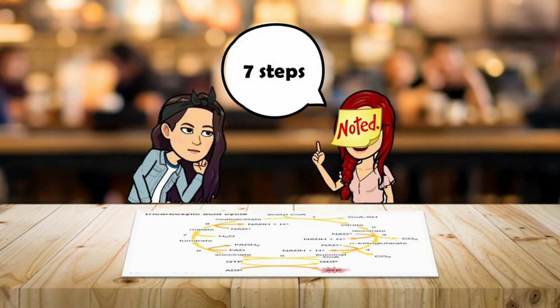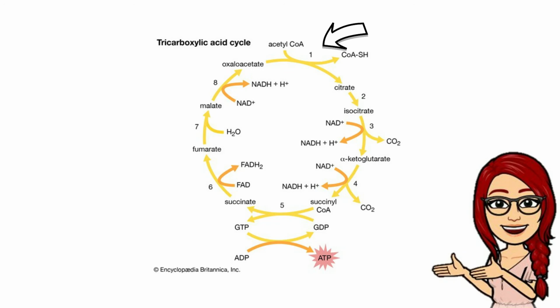Well, the Krebs cycle consists of 7 important steps. The first step is a condensation step, combining the 2-carbon acetyl group from acetyl-CoA with a 4-carbon oxaloacetate molecule to form a 6-carbon molecule of citrate.